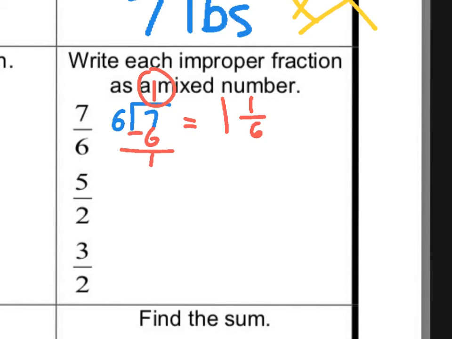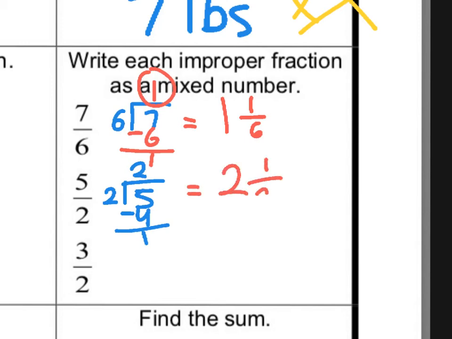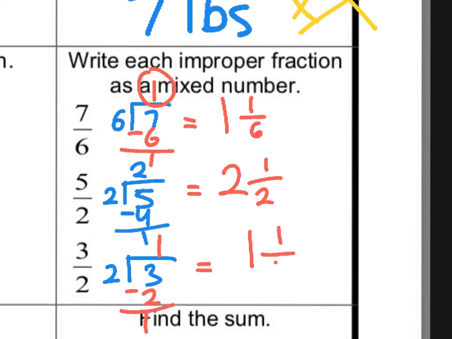For the next one is going to be 5 being divided by 2. And 2 can go into 5 twice. And that will be 4. And 5 minus 4 is 1. So we know that if you write that as a mixed number, it would be 2 wholes with 1 left out of 2. So it will be 2 and 1/2. For the last one, it will be 3 being divided by 2. And then 2 can go into 3 once. And that will give you 1 left. So that will be 1 whole with 1/2.